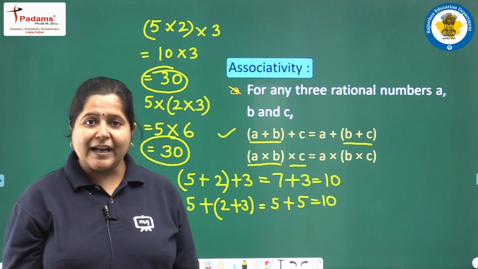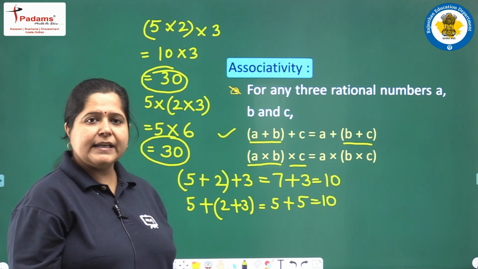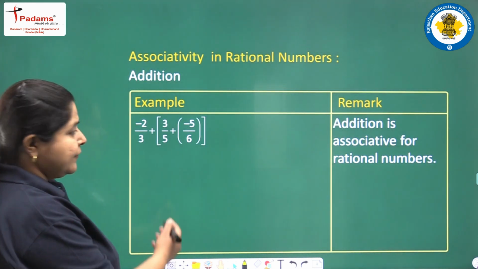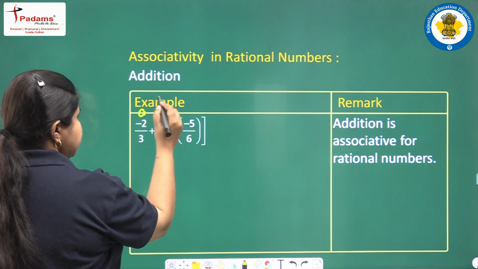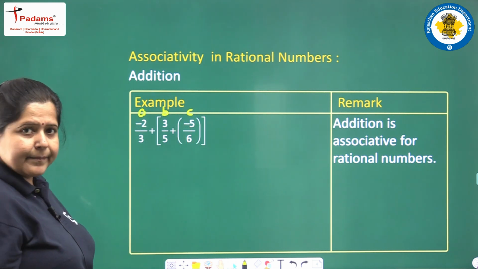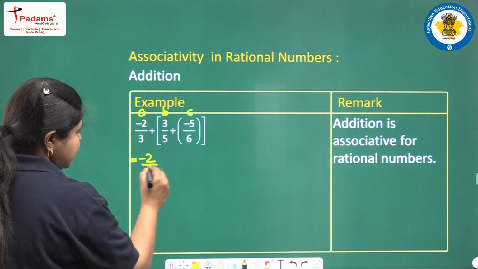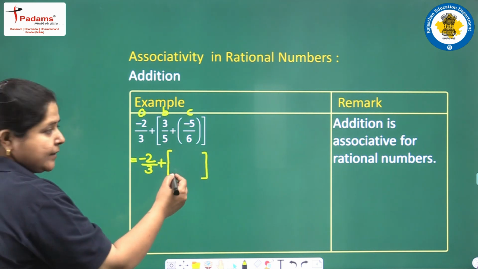What about subtraction and division? We will discuss all these for rational numbers one by one. Here is addition. We are given three rational numbers. Let it be a, let it be b and let it be c. We first add them: minus 2 by 3 plus, here we are first adding this b and c together.